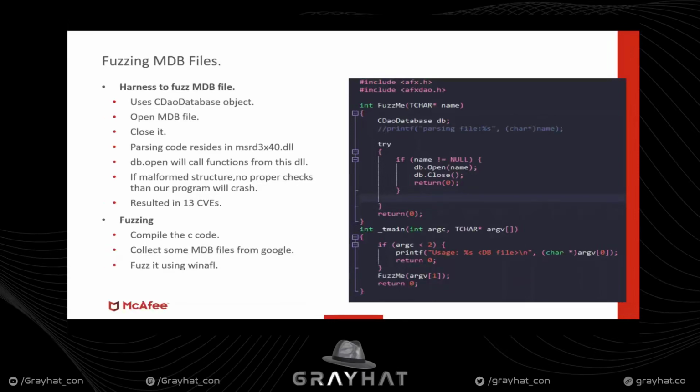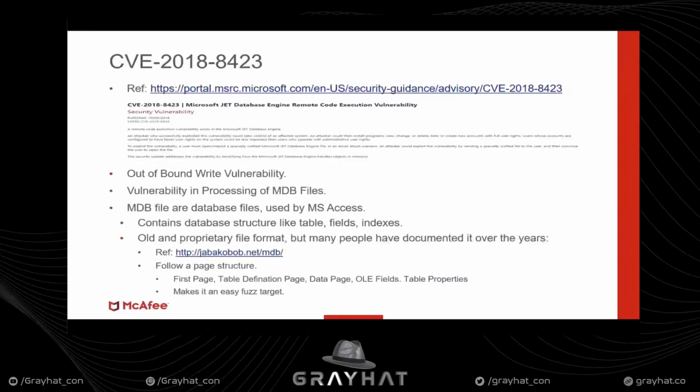And with this, let's move on to our next topic. This is one of the CVEs which was present in MDB files. It was actually not found using the previous harness, which is this one. This is something which has been disclosed by ZDI, and we will discuss what the root cause was for this CVE and how it resulted in another CVE.